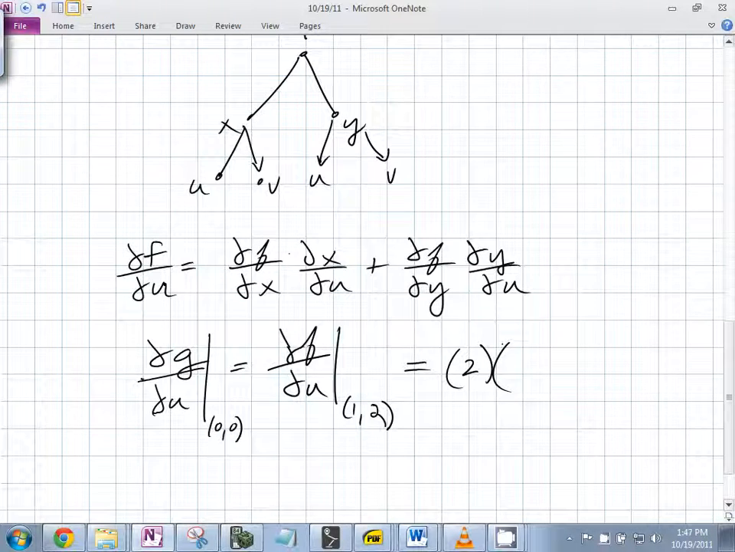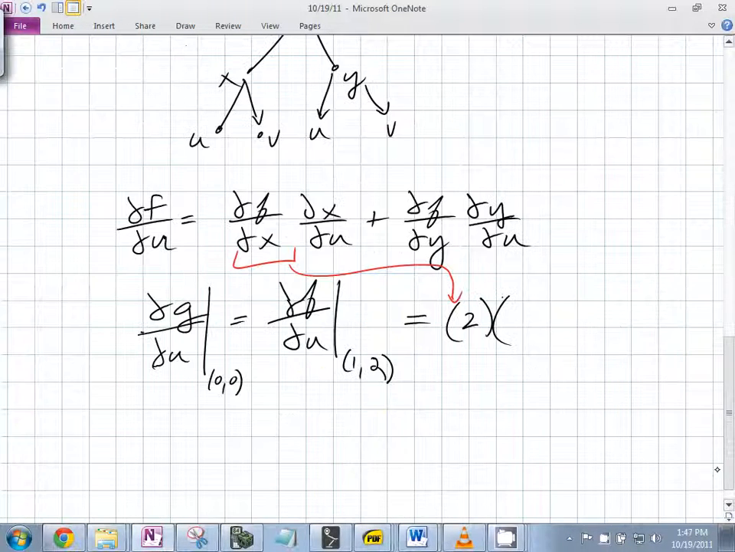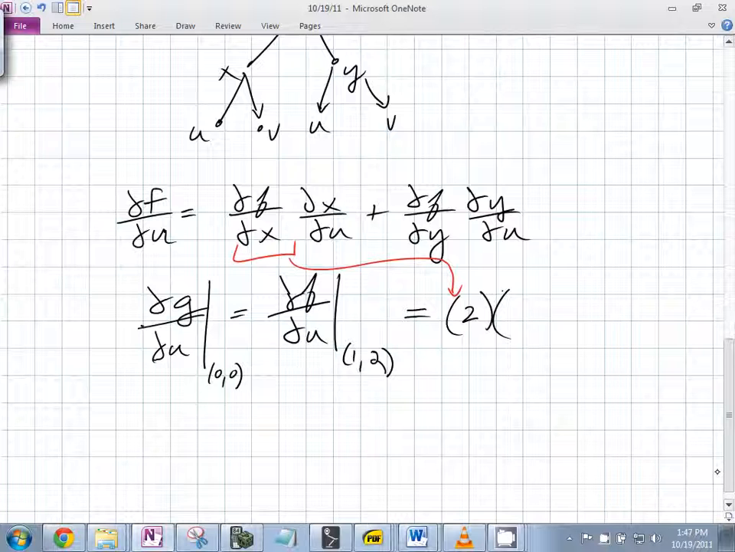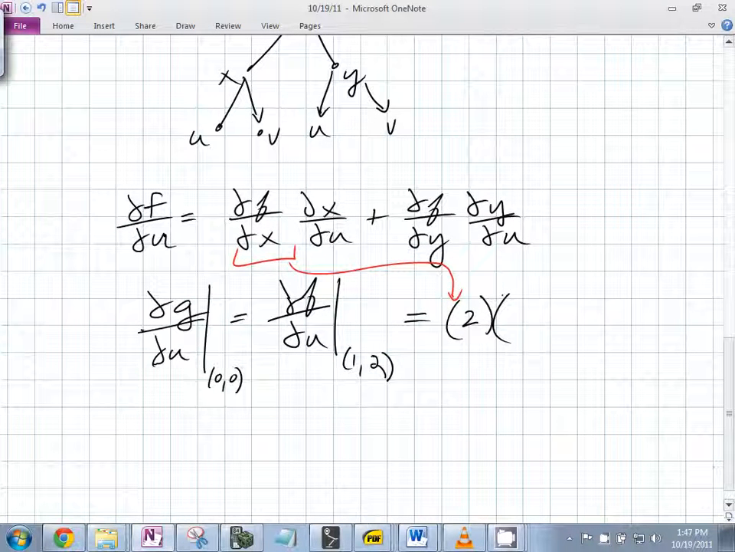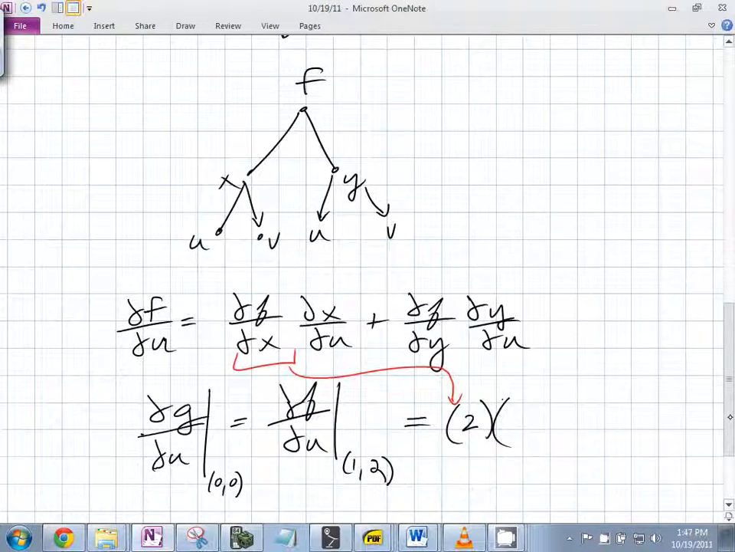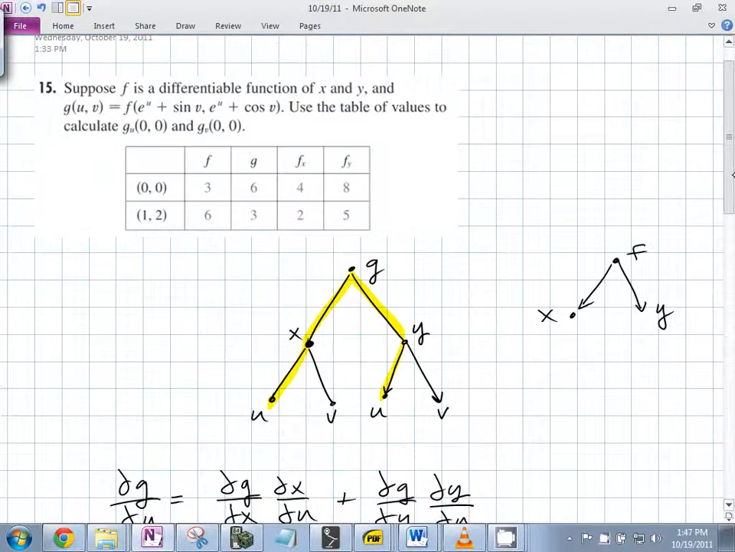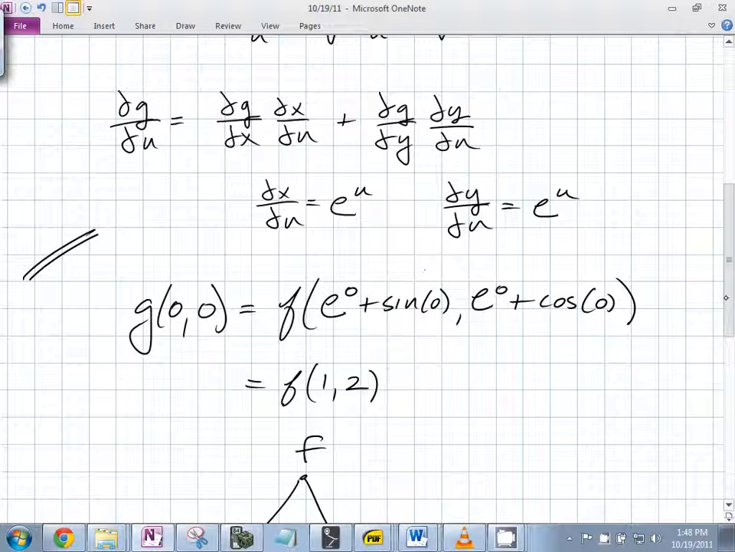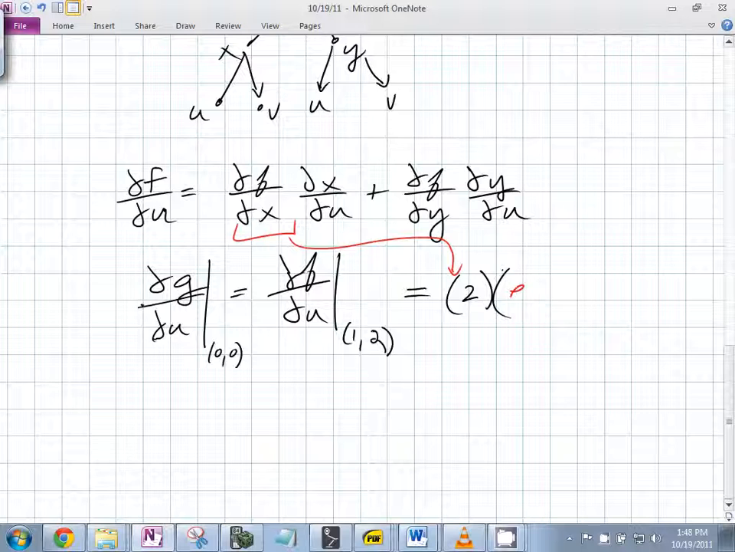So how do we get the dx du? What do we actually have to do a derivative of, right? dx du, that's what? What's dx du? Say it again. Do you agree with that? Okay, great. So it's e to the what? 0. Why is it 0? Because u is 0.